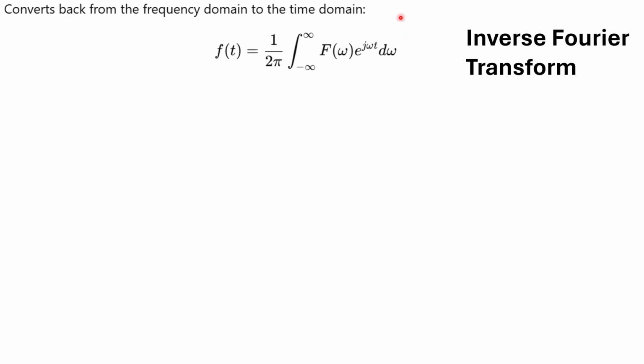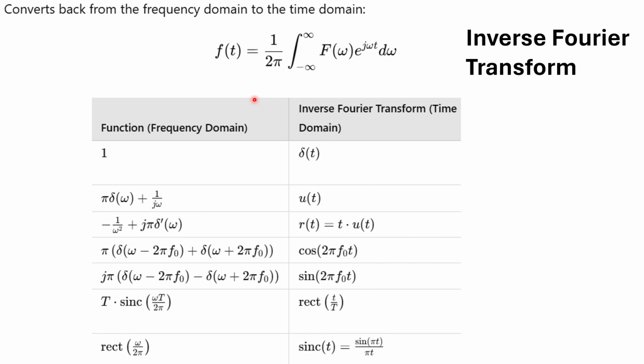Again, multiply by e to the power plus j omega t. Here it is plus j omega t, and if you are converting time to frequency, then it is minus j omega t. So plus j omega t and d omega, integrate it over minus infinity to infinity and divide by 2 pi. So you will get back into the time domain.